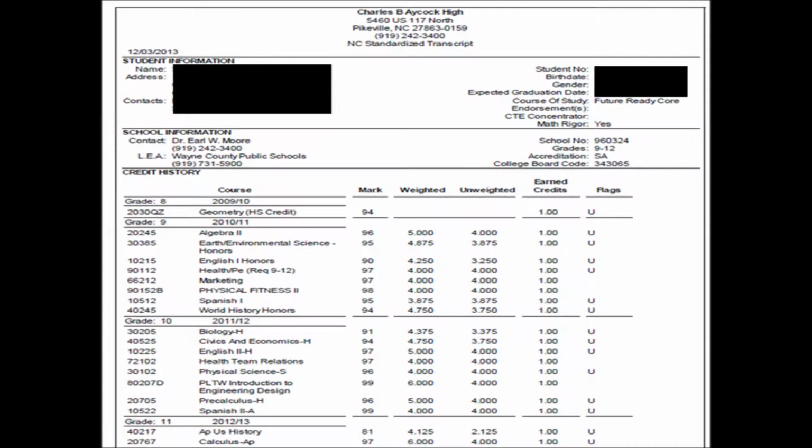And then if you pass the class, you will see an earned credit, typically 1. All of our classes or most of our classes are 1 credit. A few exceptions will be half credits, and if you are a transfer student, those credits may vary from school to school, but for the majority of you, the earned credit is 1. If you did not pass the class, then you'll see earned credit as 0.